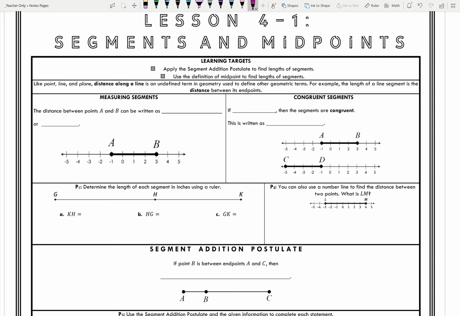Okay, this is lesson 4-1 titled Segments and Midpoints. Our learning targets for this lesson are to apply the segment addition postulate to find lengths of segments, and then use the definition of midpoint to find lengths of segments.